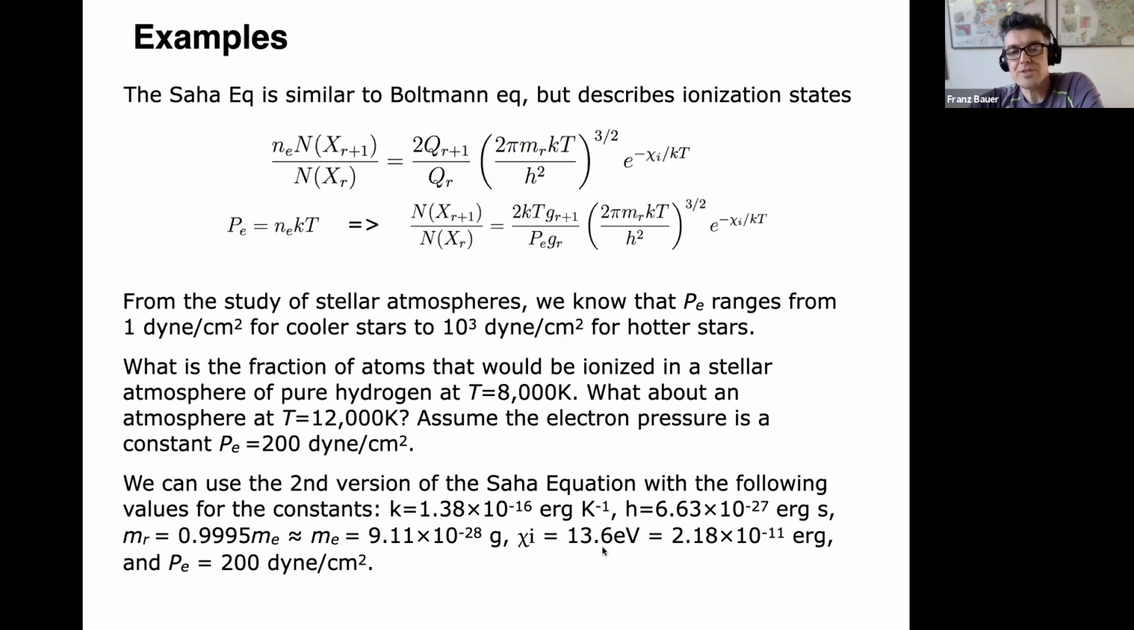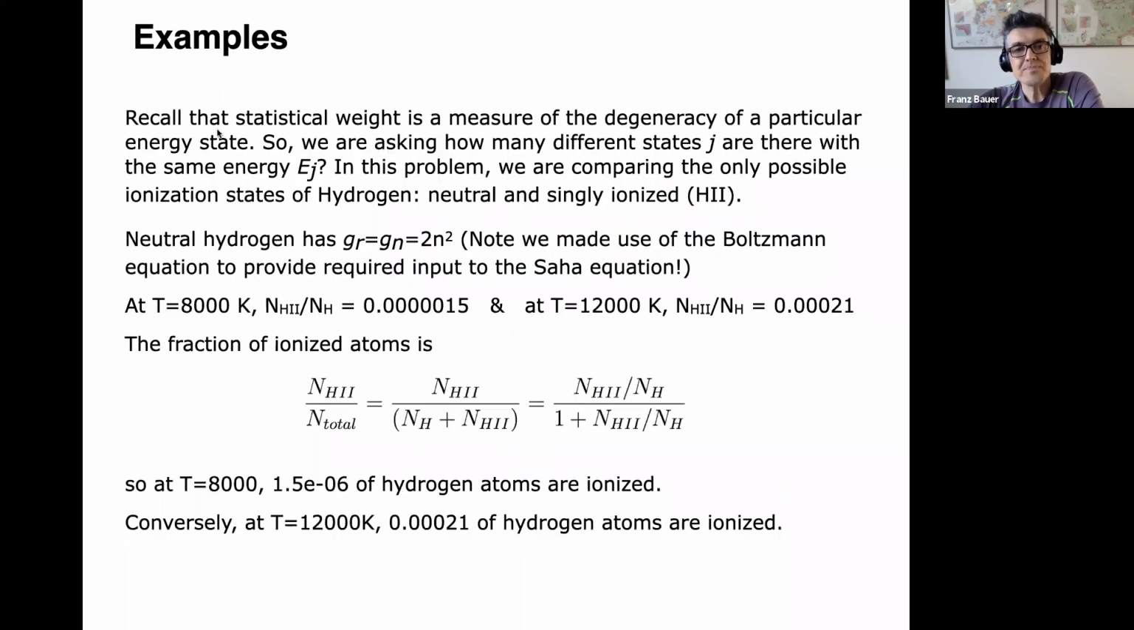The ionization potential of hydrogen is about 13.6, and we'll choose a pressure of 209, sort of in the middle of this. And so if we do that, we need to figure out the statistical weights. For the statistical weights, what we're really trying to ask is how many different states J are there with the same energy EJ.